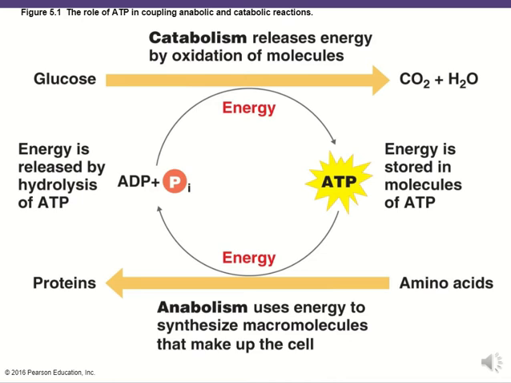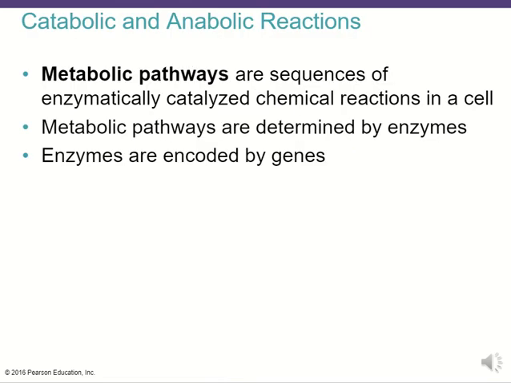And this just involves a cycle of going from adenosine diphosphate and inorganic phosphate into a combined adenosine triphosphate molecule. The third phosphate group in ATP is a bond that stores energy, and when broken down, the energy is released. Metabolic pathways are sequences of enzymatically catalyzed chemical reactions in a cell. The metabolic pathways are determined by enzymes, and these enzymes are originally encoded by our genes.